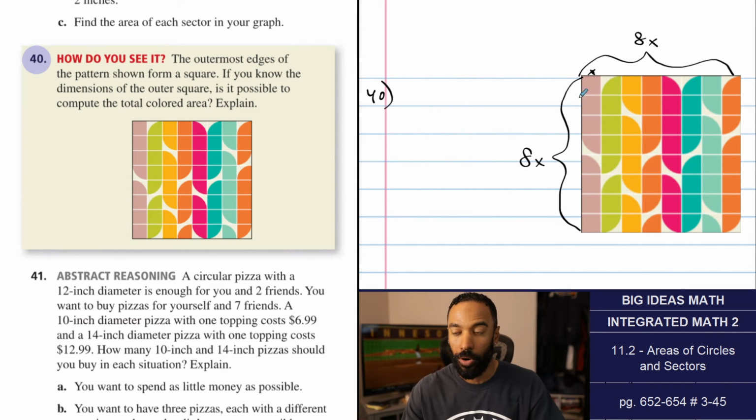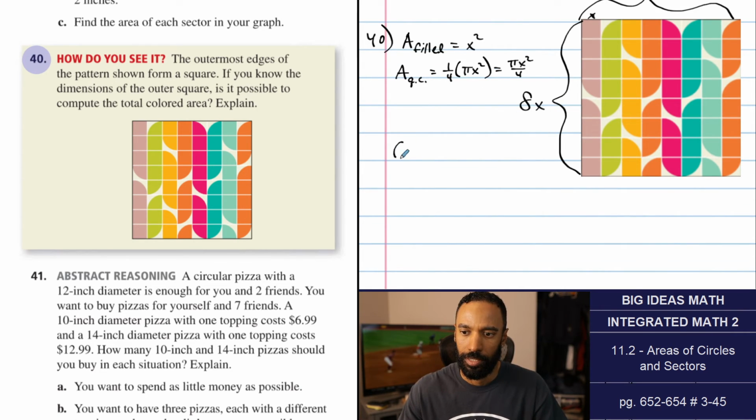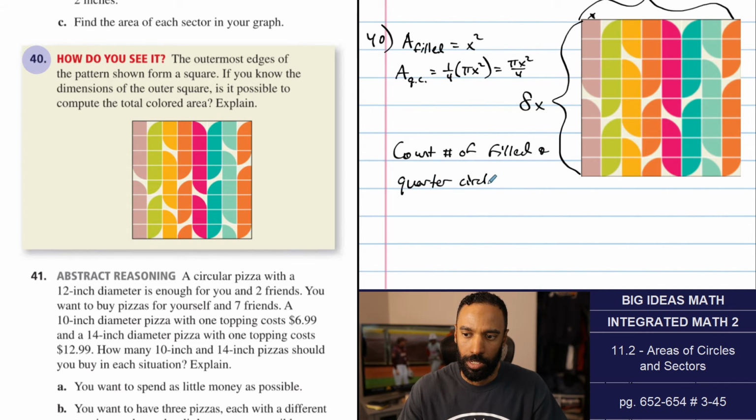So for any of those quarter circle shapes, the area of a filled square region will be x times x, which is x squared. The area of a quarter circle region will be 1/4 of pi r squared, so that's pi x squared over 4. Count the number of filled squares and quarter circles and add together.